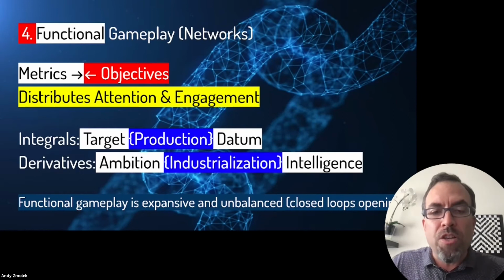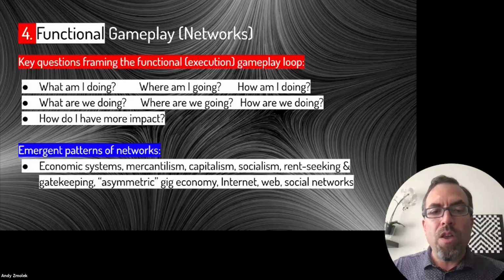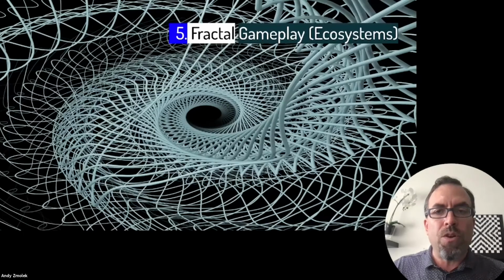Now, one of Simon's specializations is understanding the derivative of this, which is industrialization, right? We're creating intelligence from all this. We've got lots of ambition coming out of it. And here we have all these systems. Right now, you can think of the internet as the ultimate network. This is the big emergence from this.